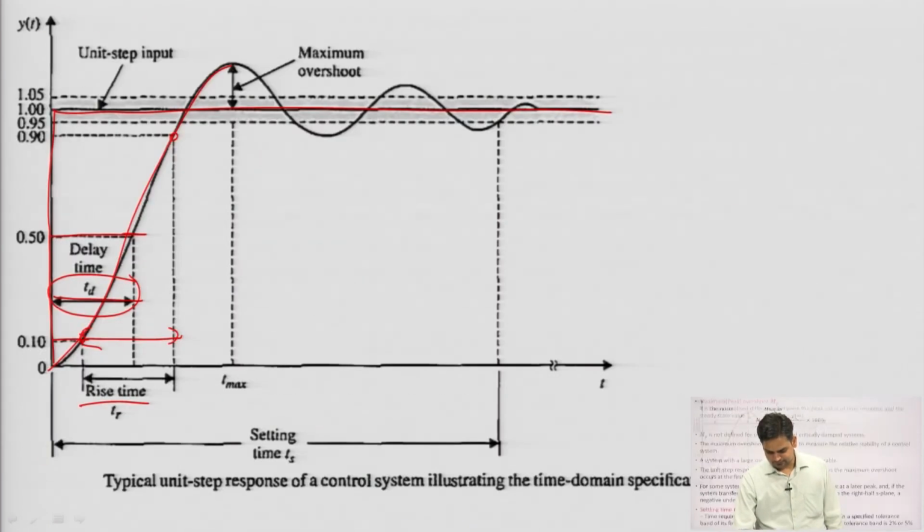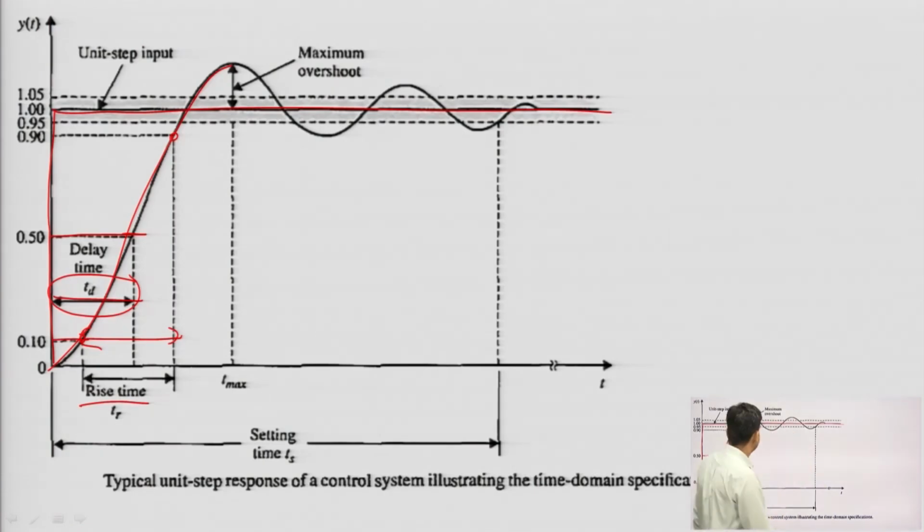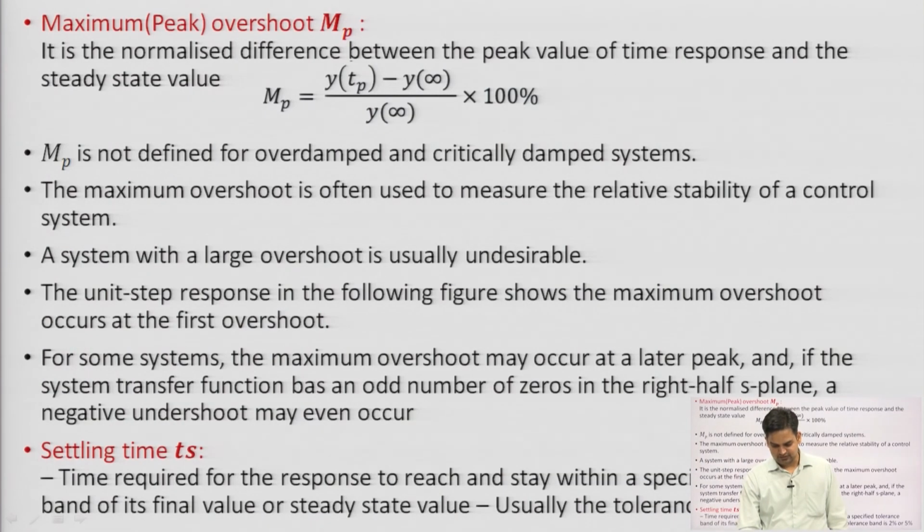In the same way, the peak time is the instant of time at which I obtain the maximum value in the output. If you see, I am getting the maximum value at this time instant. So, this T max is basically the peak time T p. Okay. So, this is the peak time, and next we look at the peak overshoot M p.